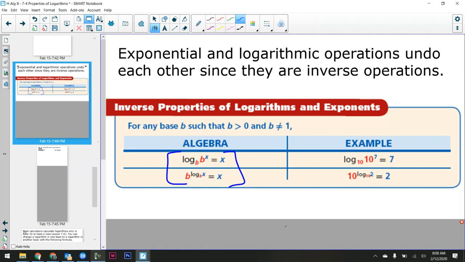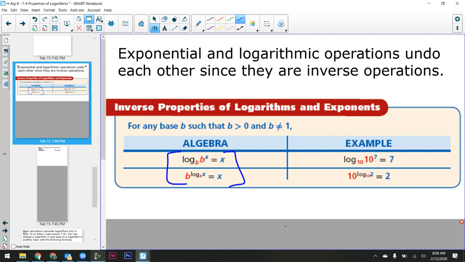Likewise, if you take b to the log base b of x, those would also cancel. If you've got a log base and an exponent base that are the same, they're acting on each other, they cancel out because, again, they are inverses. They undo each other. Why does that second property hold? That's an interesting one to point out. b to the log base b of x is equal to x.